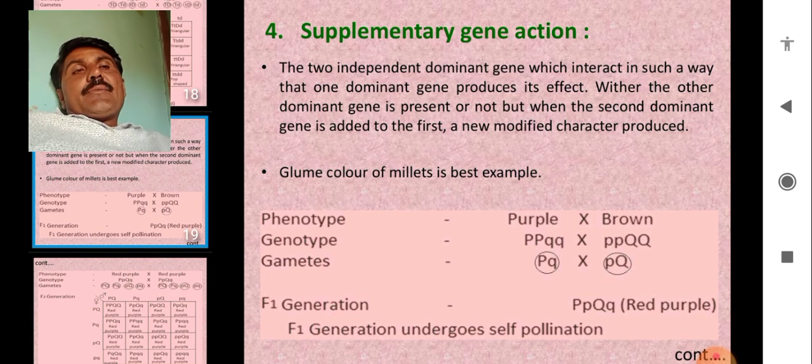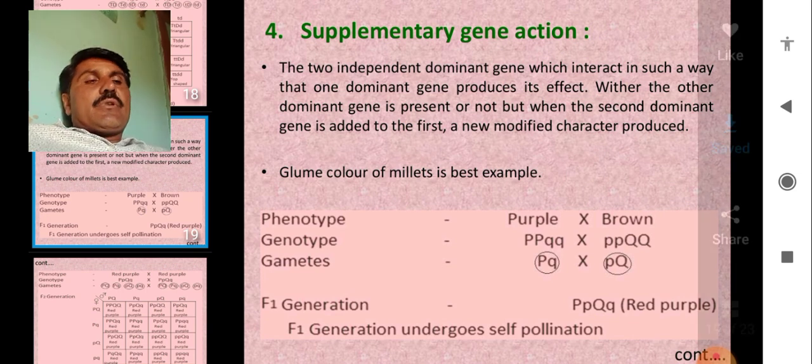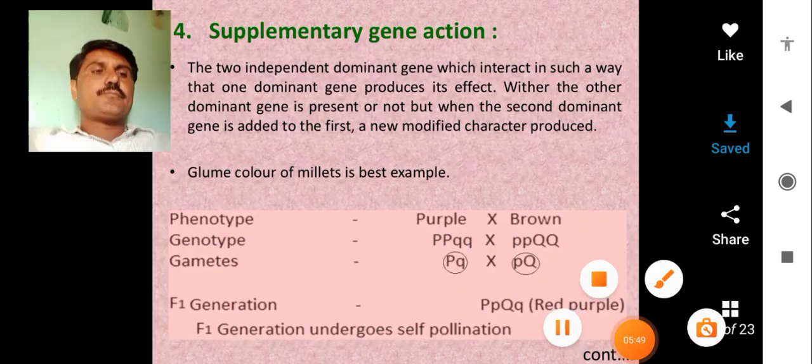Next, that is the supplementary gene action. What is this phenomenon? Two independent dominant genes interact in such a way that one dominant gene produces its effect whether the other dominant gene is present or not, but when the second dominant gene is added to the first, a new modified character is produced. Glume color of millets is the best example of the supplementary gene.